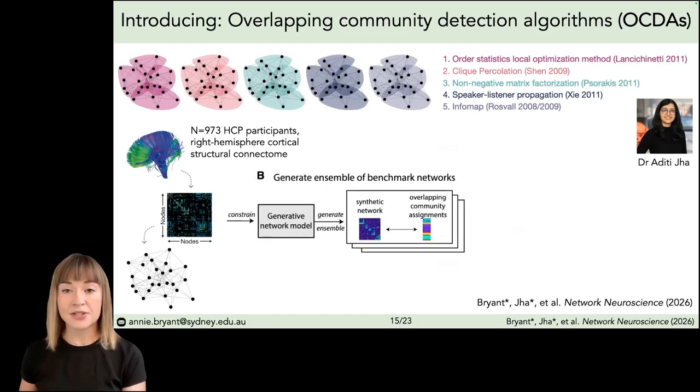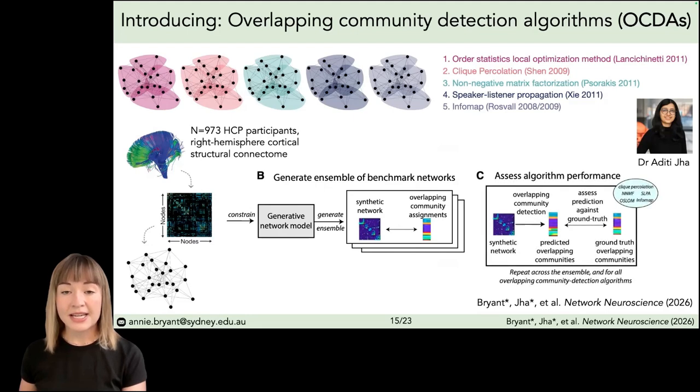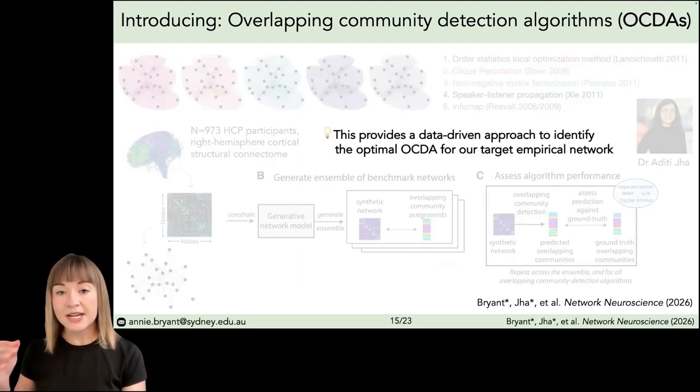And I'll unpack the details shortly, but the gist is that we implemented a generative network model tuned to attributes of our structural connectome to simulate 1,000 benchmark networks with known ground truth overlapping architecture. We then applied each of the above algorithms to this ensemble and a variety of their parameter configurations. The upshot is that this offers a data-driven approach to quantitatively identify the optimal OCDA for our target empirical network.